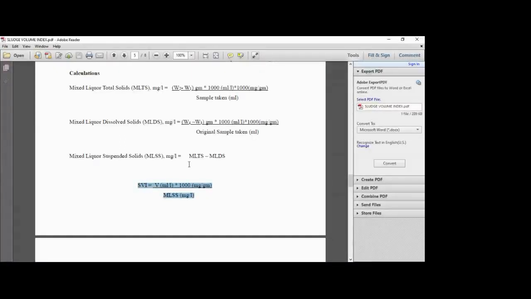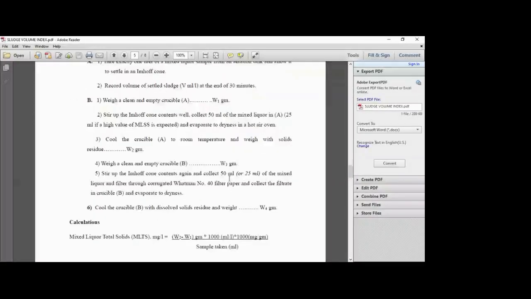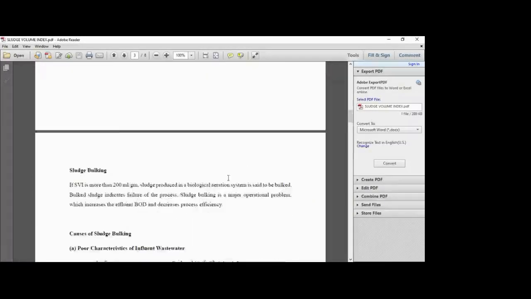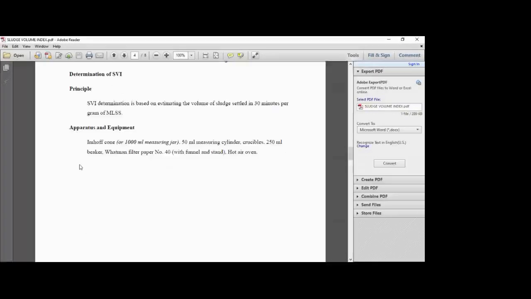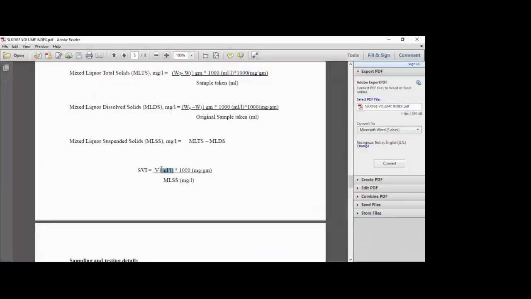Now, normally, in the oral exam, we ask students, what is the unit of SVI? The unit of SVI is ml per gram. We tell students to derive this unit. It is not that tough to derive, but they make some mistakes in the dimensional analysis. For example, they write the unit of V as ml per liter. We have taken 1 liter, and the volume of the sludge is recorded in ml. So the unit of V should be ml per liter.